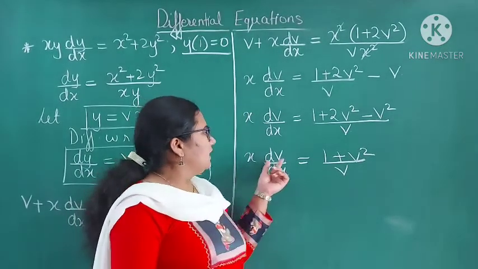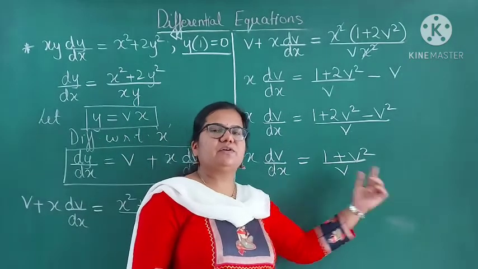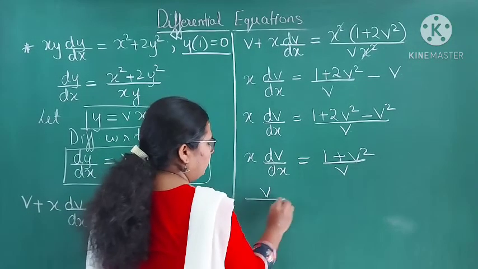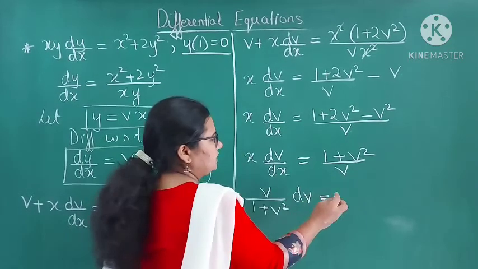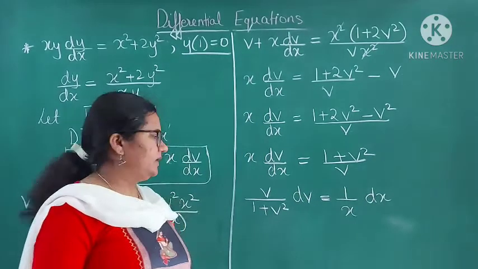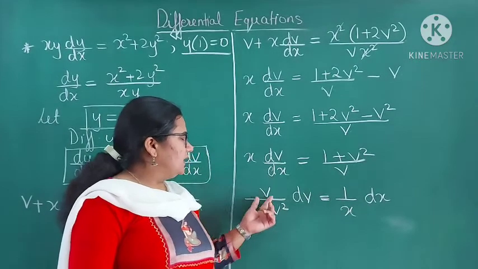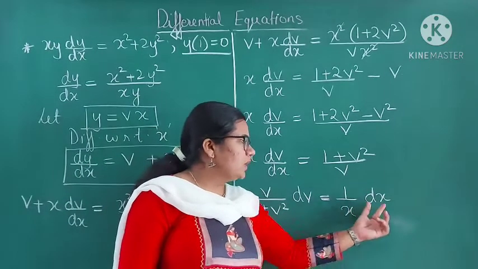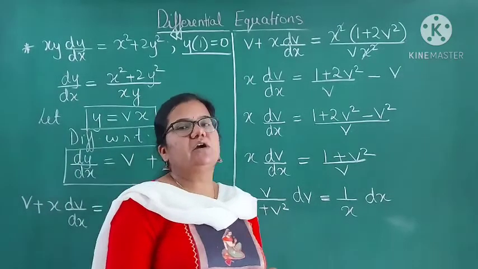Now you can see here dv differential is on LHS. So all the terms of v you have to take on LHS, and all the terms of x you have to take on RHS. So let us do that. So v will go in the numerator upon 1 plus v square dv is equal to x will come this side. So 1 upon x, and the differential dx will go in the numerator. So you can see the variable separation form. So v upon 1 plus v square dv equal to 1 upon x dx. Okay, so this is your variable separation form.